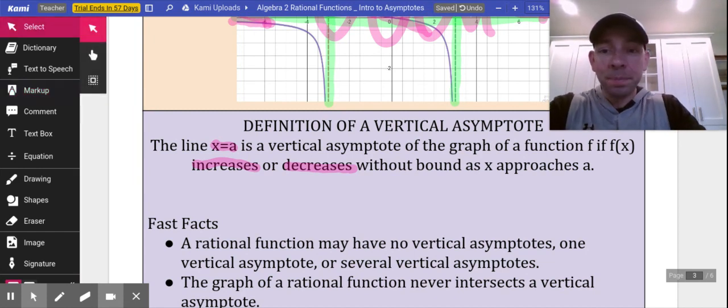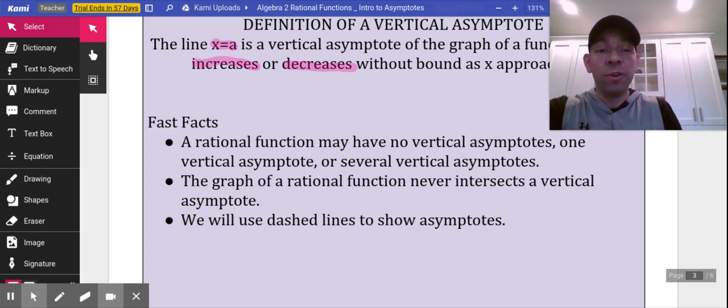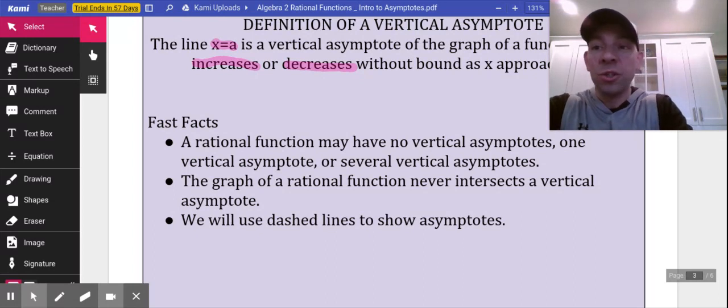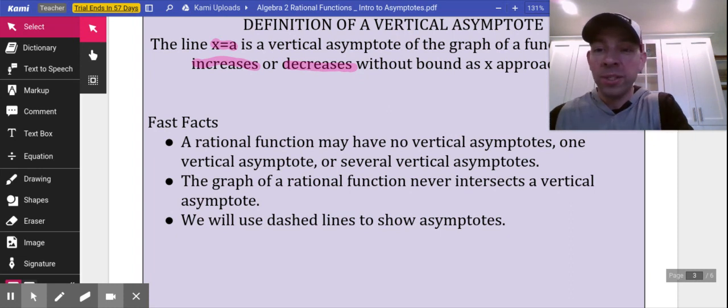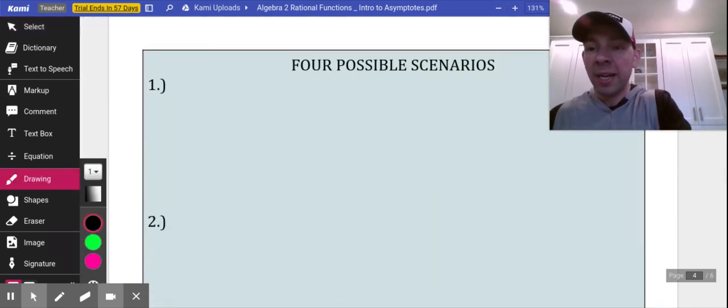Couple of fast facts. A rational function might have zero vertical asymptotes. It might have one, or it could have many. There's really no cap or limit to how many vertical asymptotes a rational function could have. The graph of a rational function never intersects or crashes through a vertical asymptote, although we'll see later it can intersect a horizontal one like we just mentioned. And of course, we'll be using dashed lines to show the asymptotes. So technically, they're not part of the graph. It's more of a tool that we use to indicate the existence of a vertical asymptote. So really four scenarios that I want you to be able to visualize here as we get going.